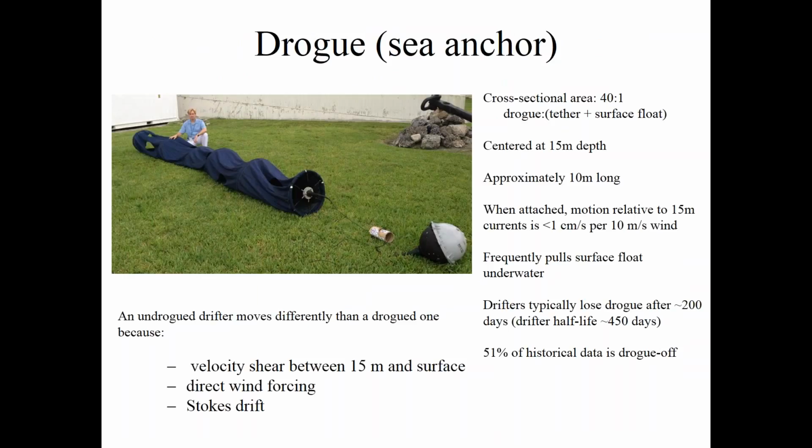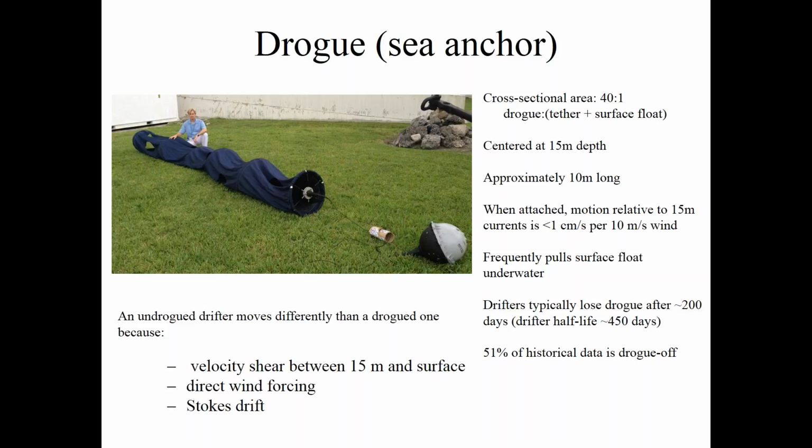So the drogue is the sea anchor that's attached to the base of the drifter. Here you see a drifter lying out, and I'm posing way back there at the back of it. Here's the surface float. There's this long tether, and it's connected to the drogue, which is centered at a depth of 15 meters to follow mixed layer currents. It's about 10 meters long, and the cross-sectional area of the drogue is 40 times the cross-sectional area of everything else.